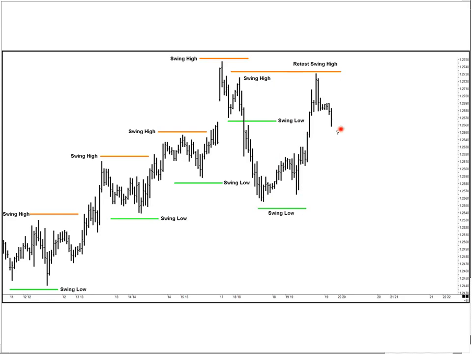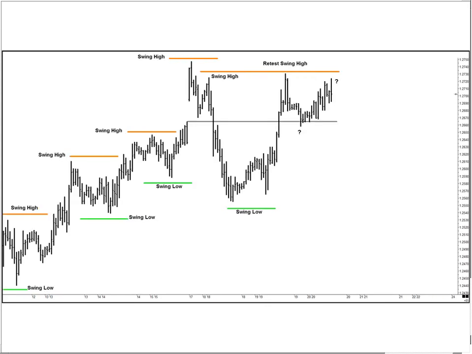We're heading lower. Will this be a swing high? And I put a retest of the swing high because really it's the same swing high. Price got up here and ran into sellers. And the question now is, where are we headed? So keep that in the back of your mind. What happens? You can see my question mark.